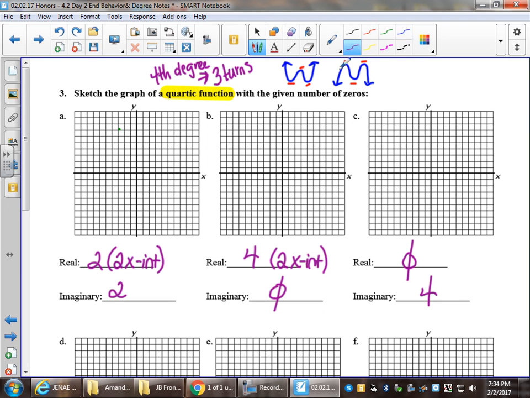So in case A, I'm going to have 2 x-intercepts. Cross once. There's 1 turn, 2, 3 turns, and then I get my second x-intercept. So half of this is knowing what the graph should actually look like, and the other half is how do I manipulate the graph to sketch the given number of x-intercepts. So here I knew that this was going to look like a W, and it's going to cross twice.